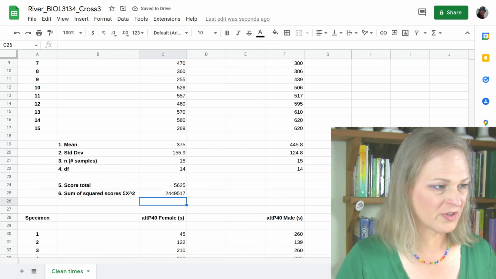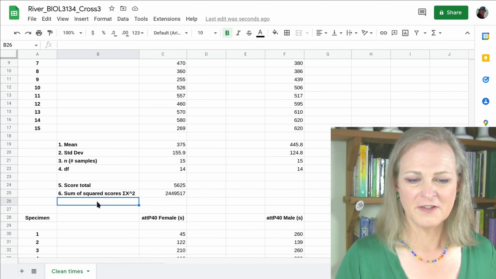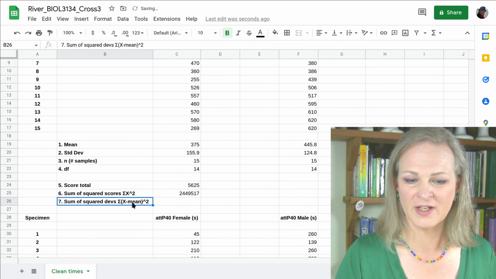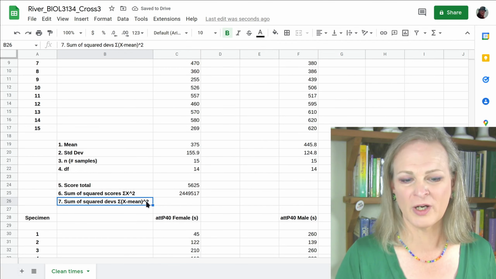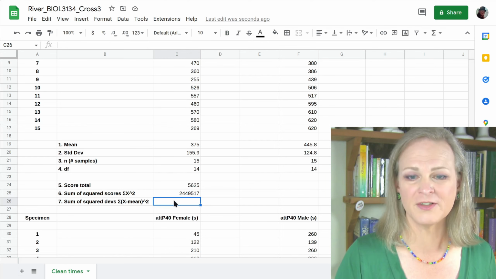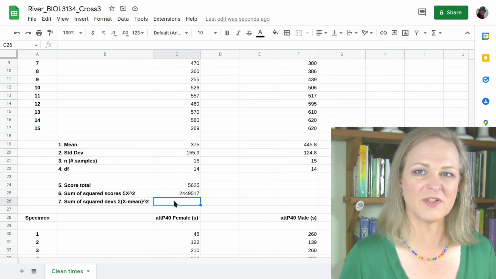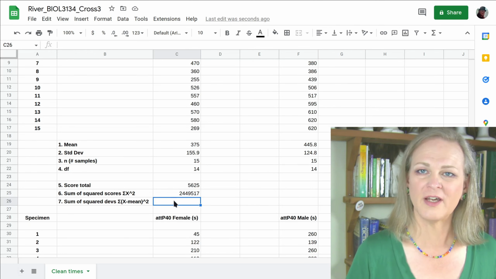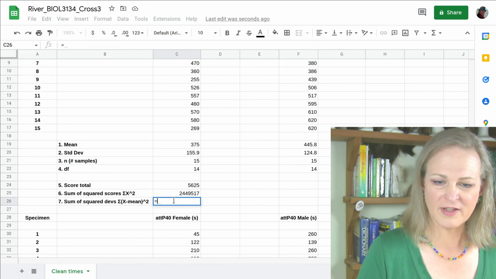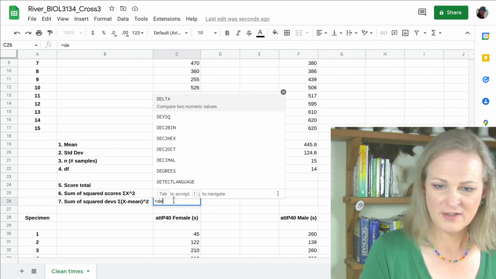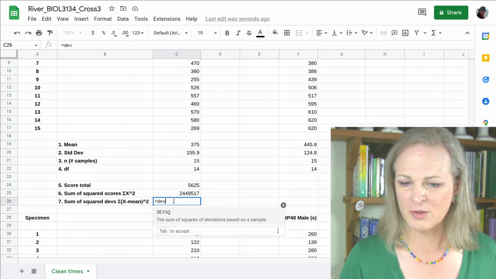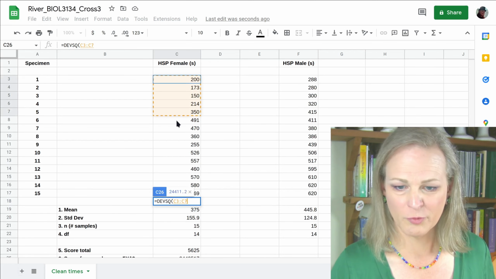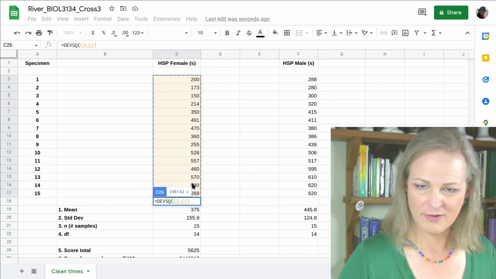Now the next one we're going to do is the sum of squared deviations, which is the difference between the x value and the mean, squared. And there's also a built-in function for this, which is really nice. We did this in several steps in the last video. We're going to do that in one step here. So that's going to be DEVSQ, sum of squares of deviations. And we'll put in that range.